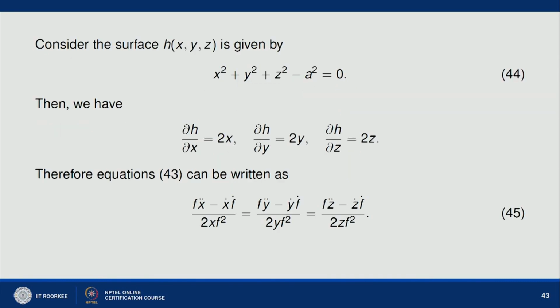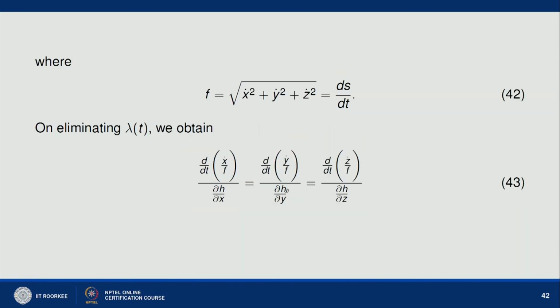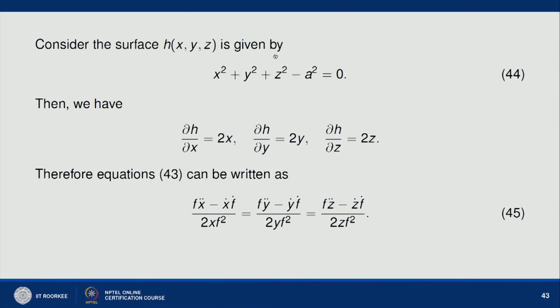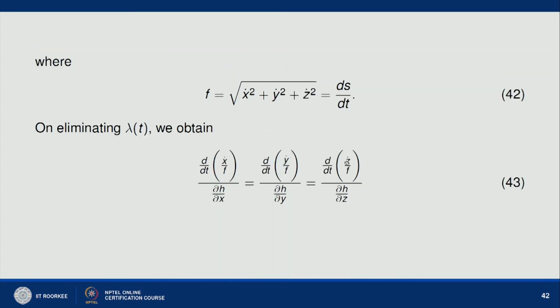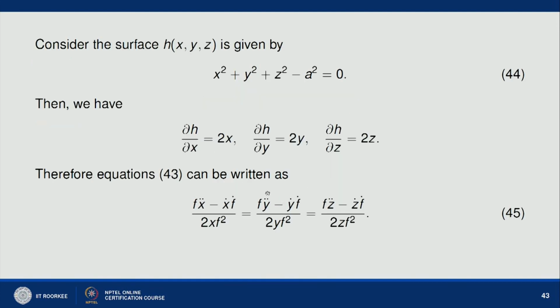And so, here we take a particular example. Let us take the example that the surface is given by a sphere of radius a whose center is at the origin. So, here if we take h(x, y, z) as this sphere, x square plus y square plus z square equal to a square, then you can find out h_x, h_y, h_z, and if you put the values of h_x, h_y, h_z in equation number 43 and solve d/dt of x dash upon f, you will see that it reduces to equation number 45.